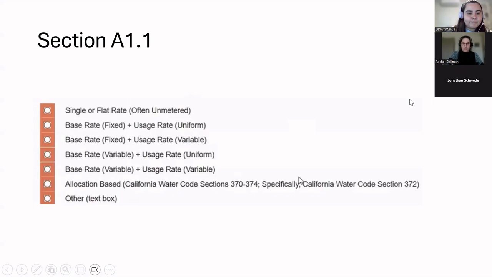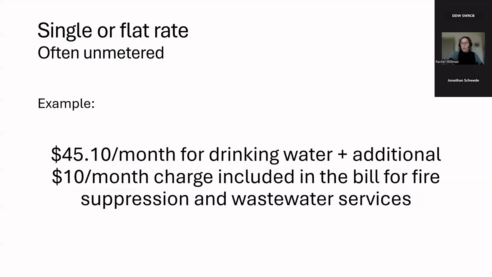But I'm just going to go through some of these common rate structures. The first one is single or flat rate, which is often unmetered. This refers to a rate that's a static charge per billing season, independent of water consumption. An example might be a $45.10 per month charge for drinking water plus an additional charge per month included in the bill for fire suppression and wastewater services. So regardless of how much water is used, customers are being charged $55.10 a month for drinking water, and the services that come with that.